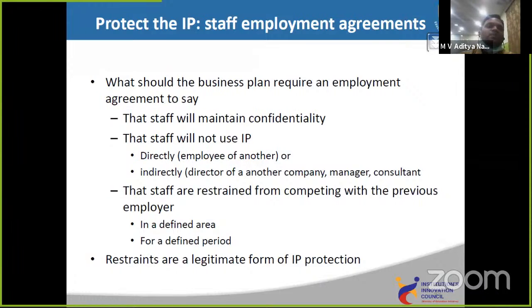It says that the staff should maintain the confidentiality. The staff will not use the IP directly as an employee of the other company or indirectly as a director of another company. If he gets to know the information that the Y company is trying to implement different types of strategies, firstly, you have to be very careful whether there is an IP string involved or not.